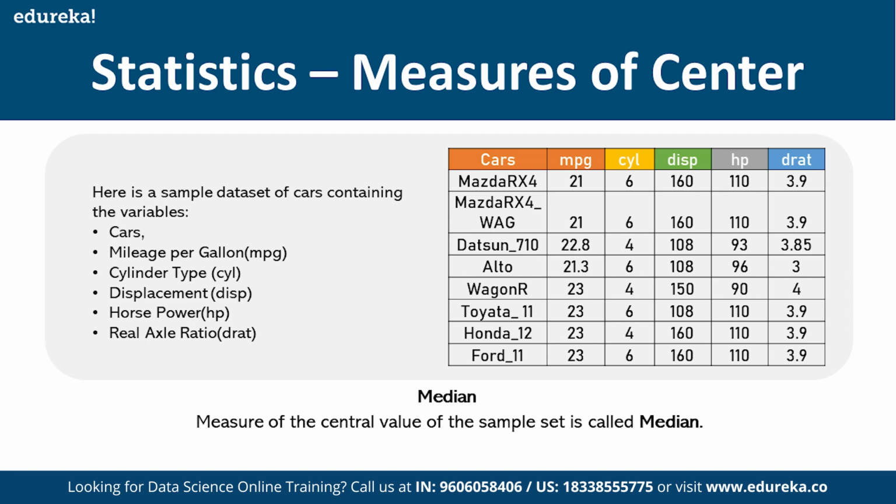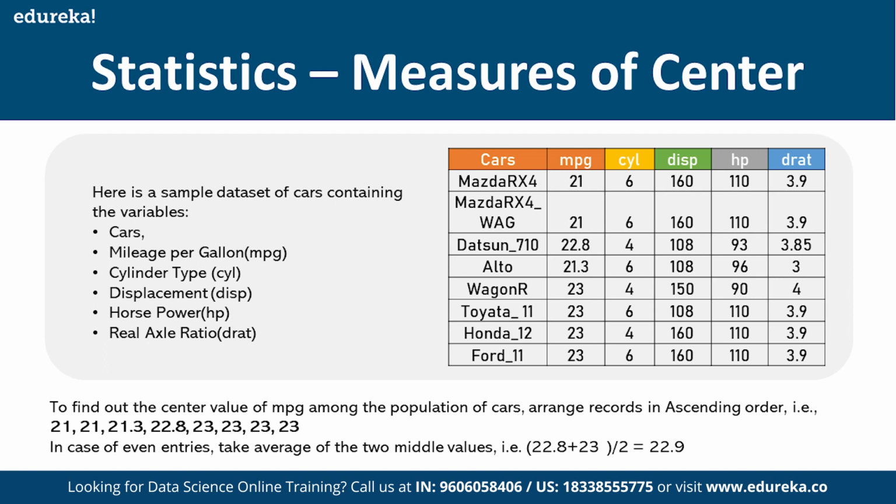Median is the middle value. If you sort the data in ascending order, what is the middle value? So this is a median. If you talk about all this data, we sort it in ascending order. We take two middle values, take their sum, and divide by 2, which is the median. Here 22.8 and 23 are the middle values. When the number of elements is even, there are two middle values. We sum them and divide by 2. That's the median.